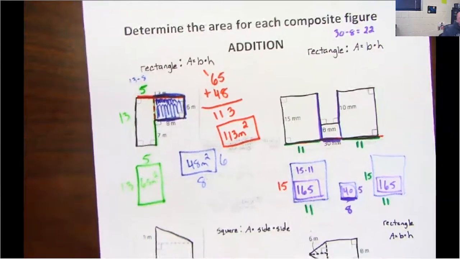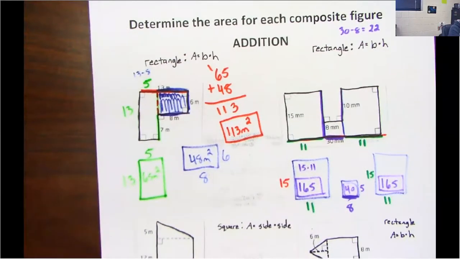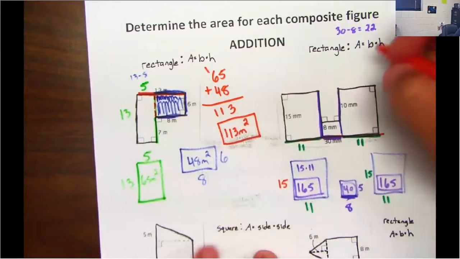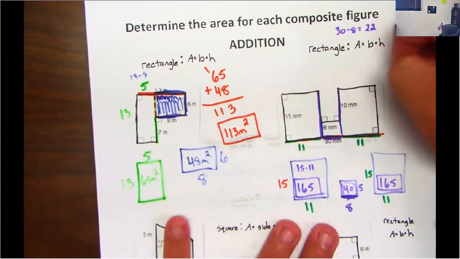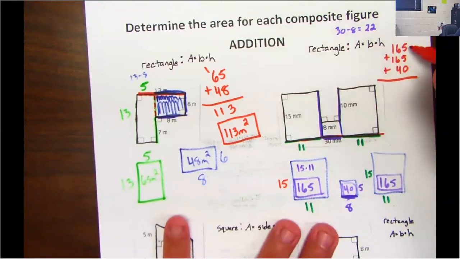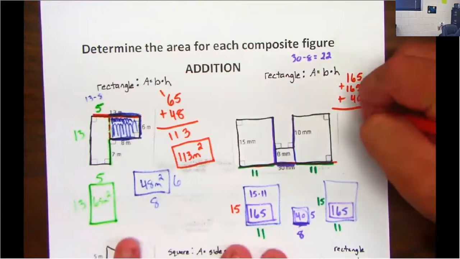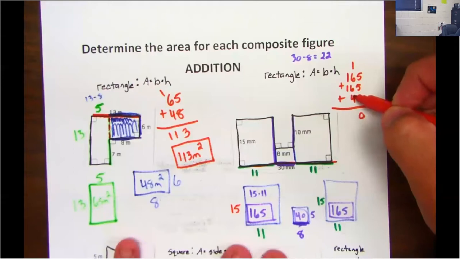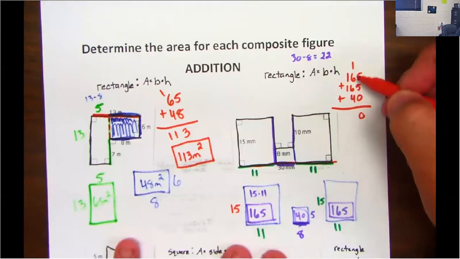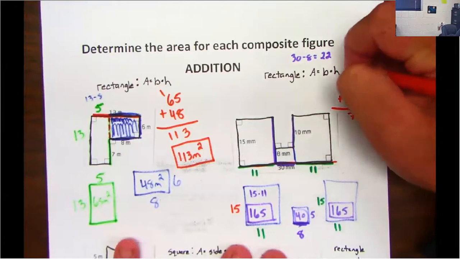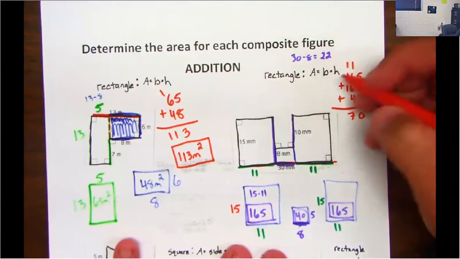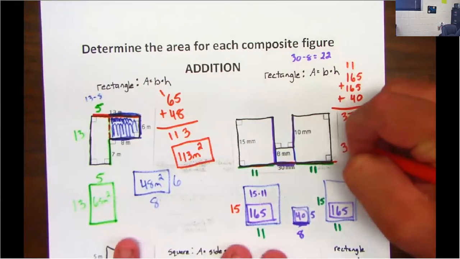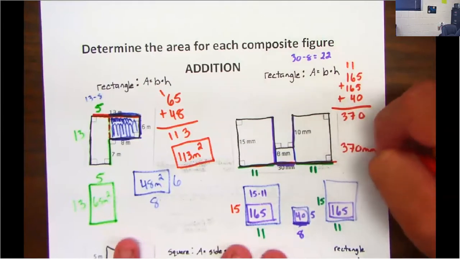Am I done? Nope. Got to add up all the numbers. So here we go. We have 165 plus 165 plus 40. 5 plus 5 is 10. 6 plus 6 is 12. Plus 4 is 16. Plus 1 is 17. 1 plus 1 is 2. Plus 1 is 3. So this is 370 millimeters squared.